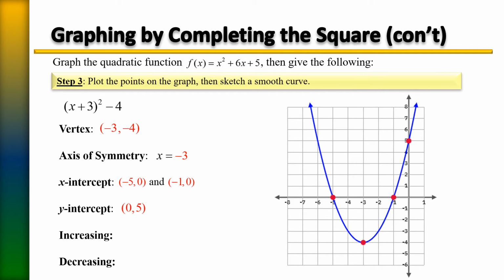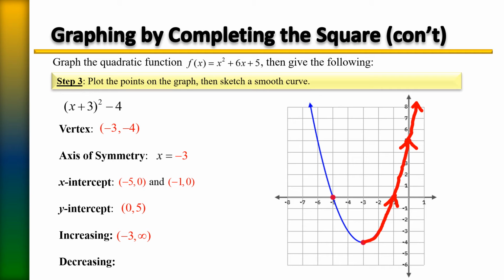Lastly, we want to find what are the intervals in which this graph is increasing. In other words, moving from left to right in an upward motion. And we can see that that starts at negative 3, and it will go all the way to positive infinity. And so therefore, the way you write it, you would write it as negative 3 to positive infinity.